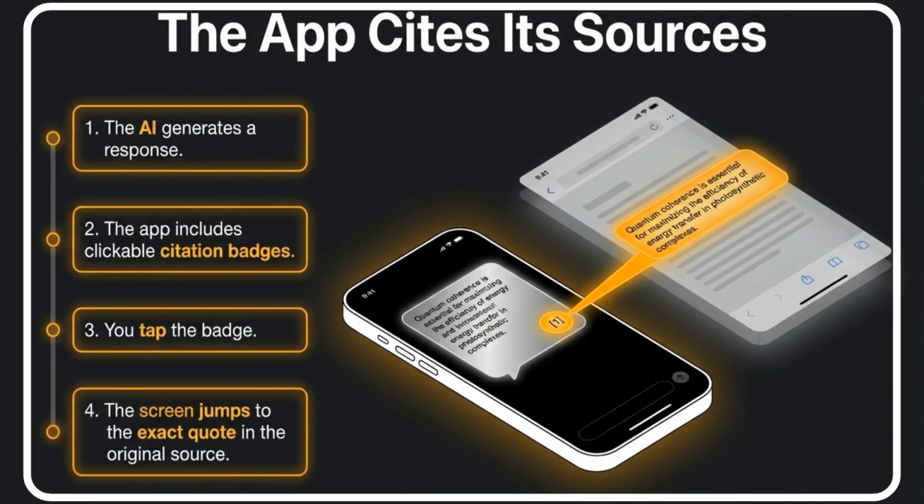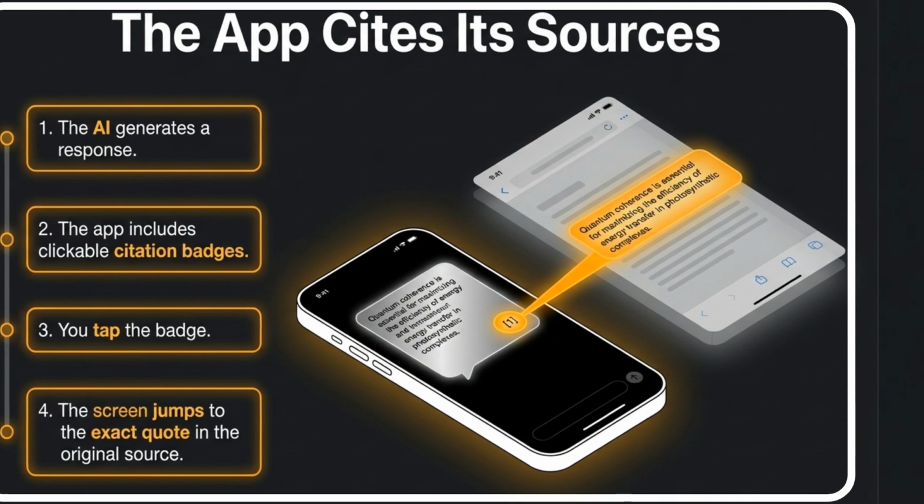The app cites its sources. When the AI generates a response, it includes clickable citation badges. Tap the badge, and the screen jumps to the exact quote in the original source.